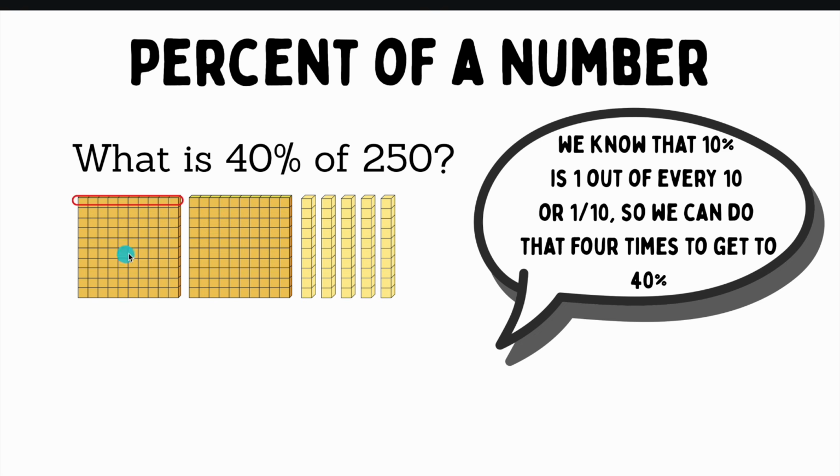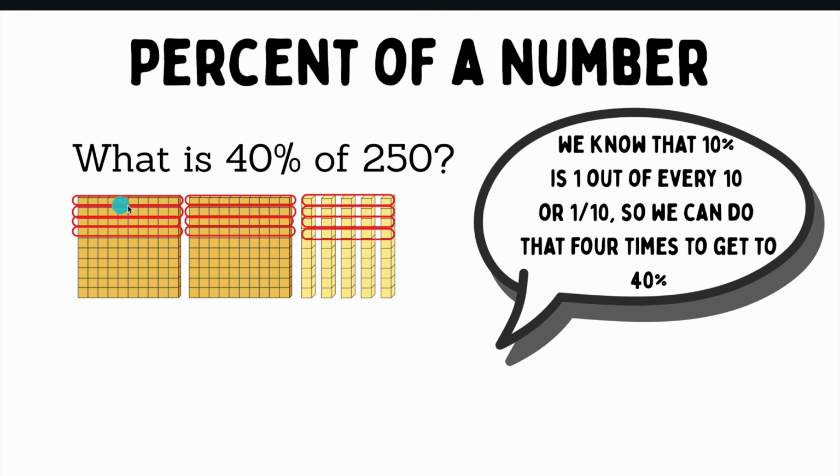That's 1 out of every 10. And that's 1 out of every 10. That's 10% of 250. This would be 20% of 250. Another 10%, that would be 30% of 250. Let's do 10% one more time. This will be 40% of 250.